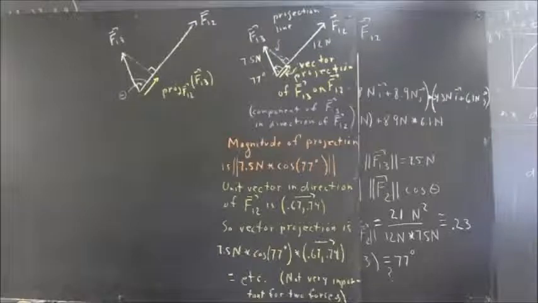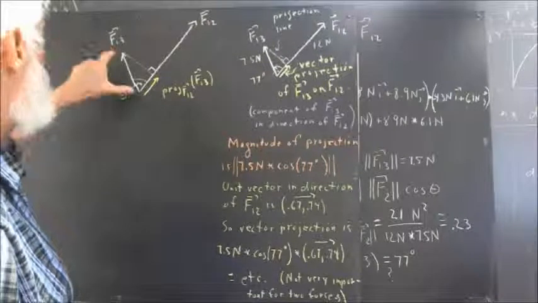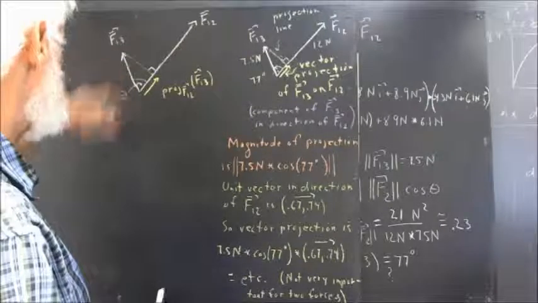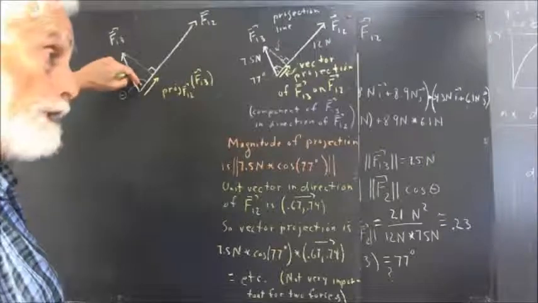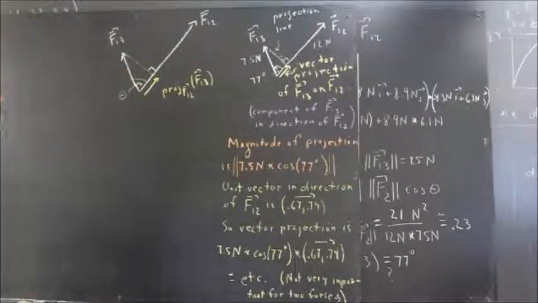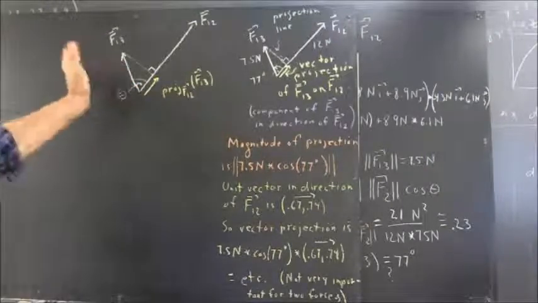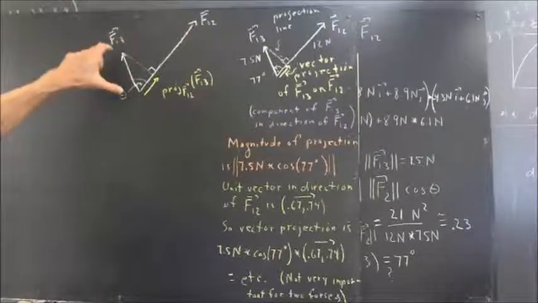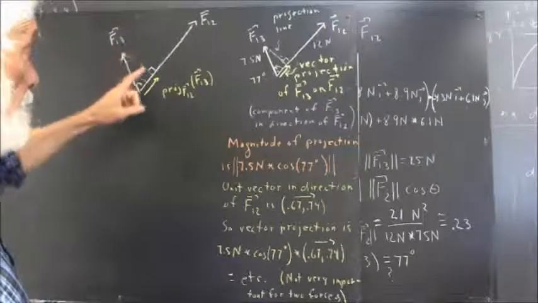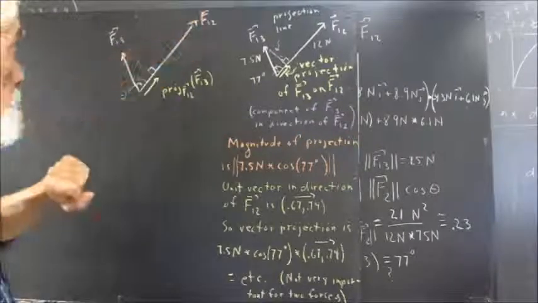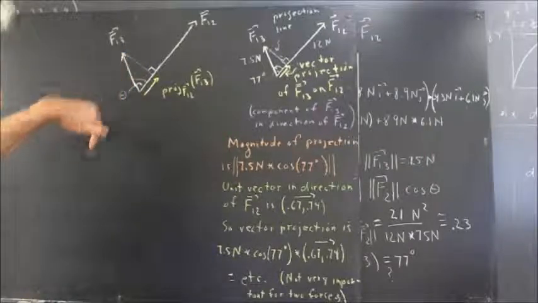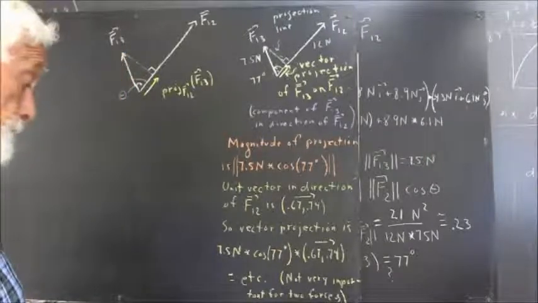Well, let's observe that the projection is going to involve the magnitude of F13, which is just the magnitude of this vector, multiplied by the cosine of theta. Let's also observe that if theta is less than 90 degrees, the magnitude of F13 times the cosine of theta is going to be in the direction of F12, and if theta is greater than 90 degrees, it's going to be in the direction opposite F12.